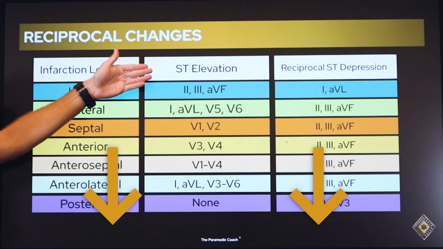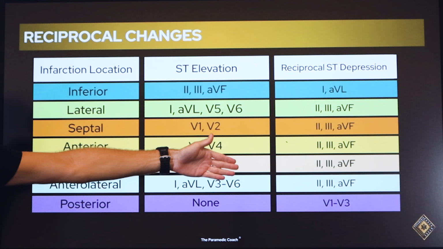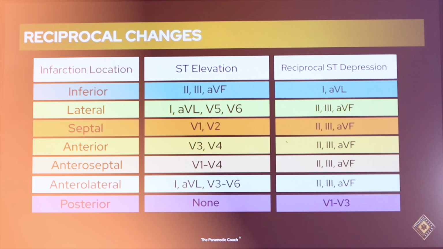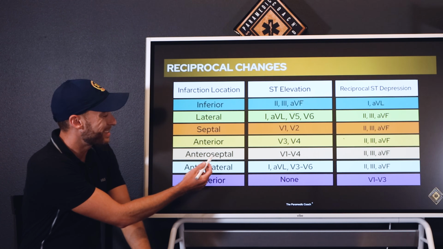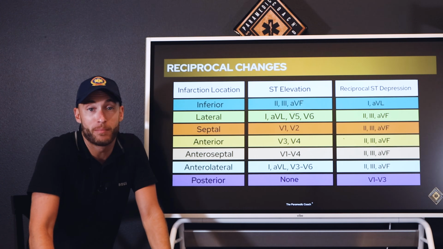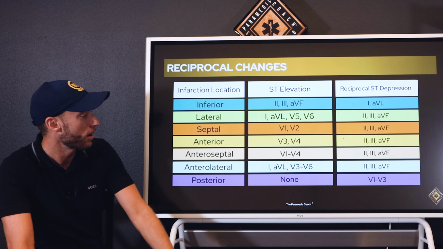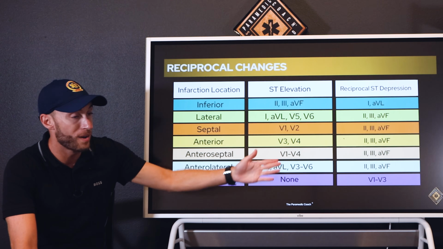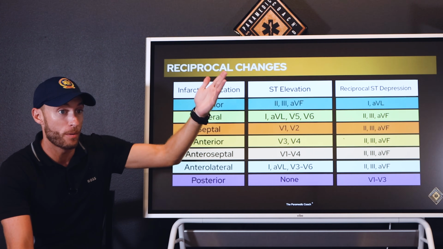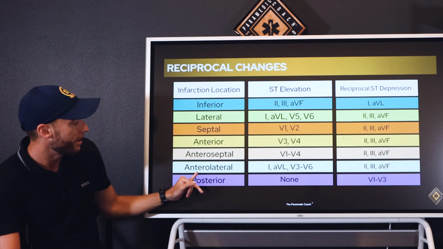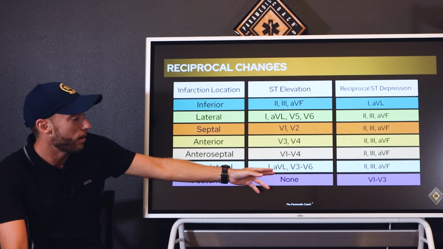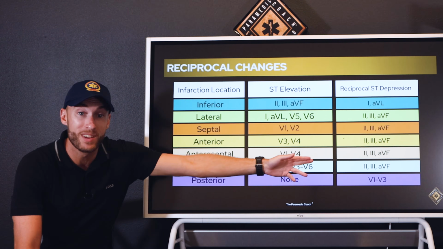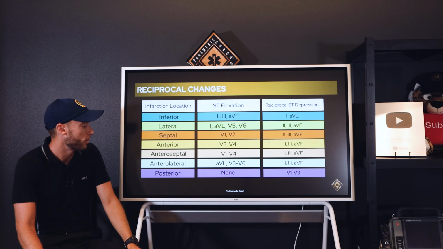We can see here what is elevated and where we might see the depression. Now, a few characters here I want to bring up. Anterior septal, I call that myself the extensive anterior. That's when V1 through V4 are elevated. All 4 of them are elevated, okay? An anterior lateral, for example, would be 1, AVL, and then let's say V3 through V6 up, as an example, okay?